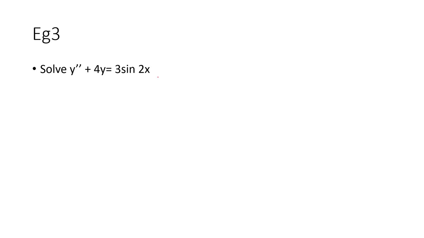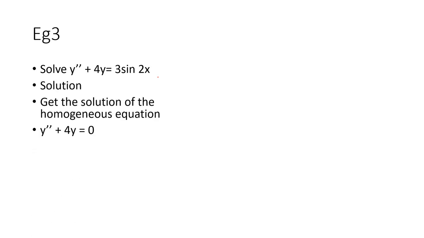So before that, you have to solve for the homogeneous equation. That means first step, you have to let the right hand side equal to 0. Get the characteristic equation, which is m squared plus 4, y is m power 0. So m squared plus 4 equal to 0.